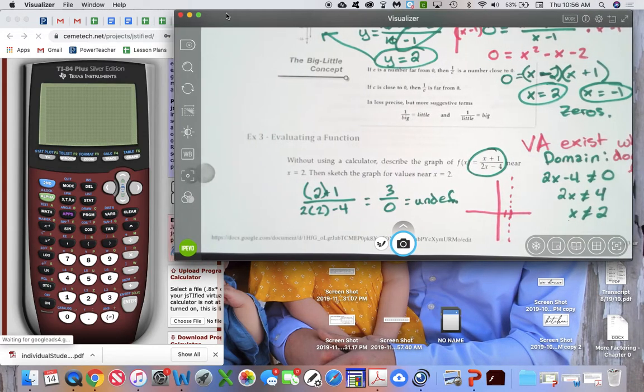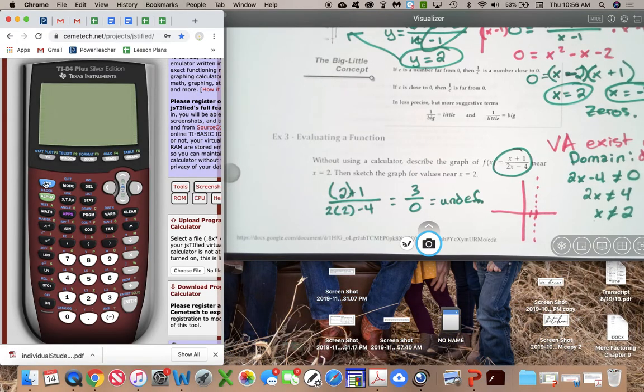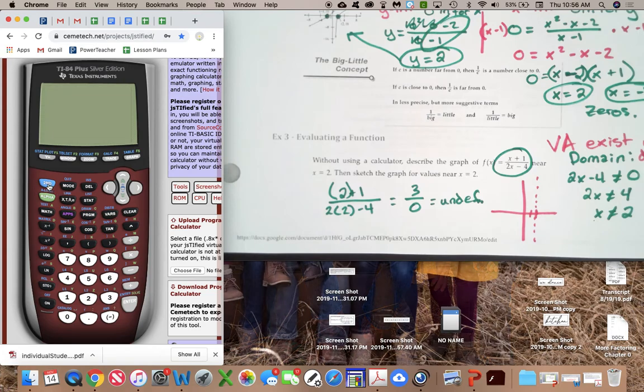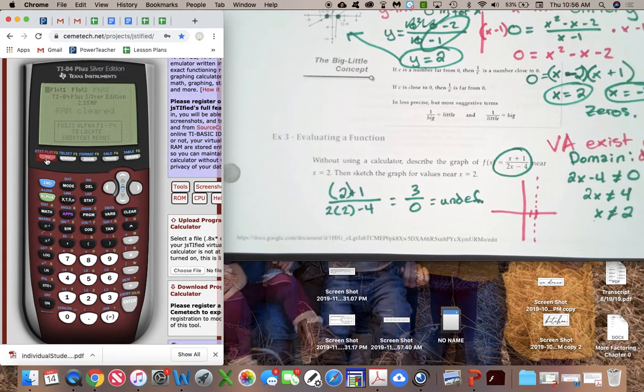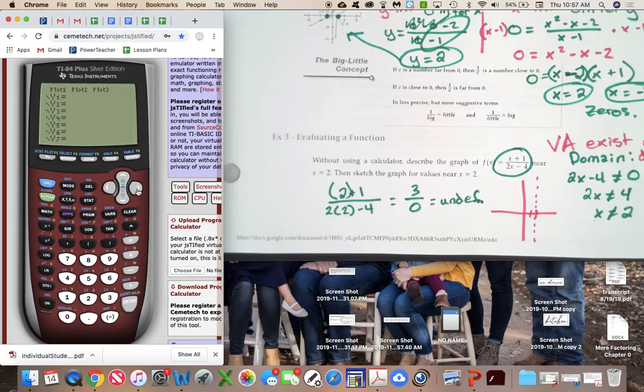Okay, so we're going to use that table feature of our calculator. Go into your calculator and turn it on. We're not going to graph at all. Go to your y equals. We're going to type in this equation. This is what we're typing in.